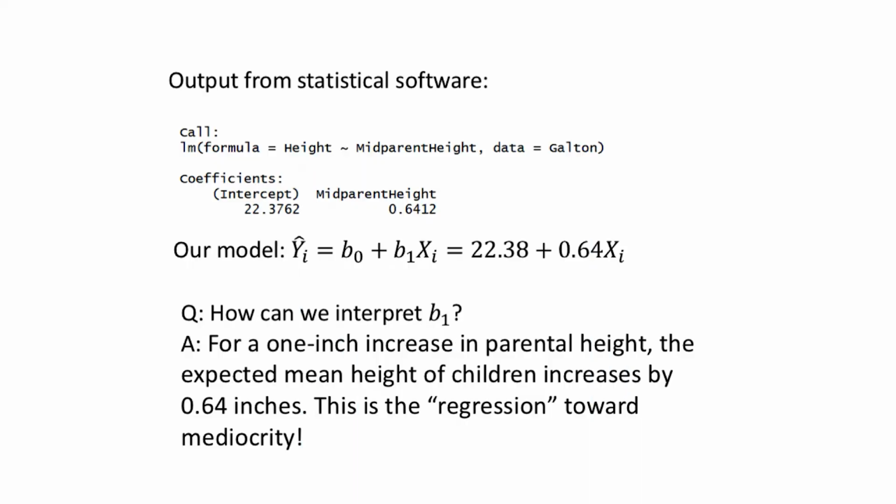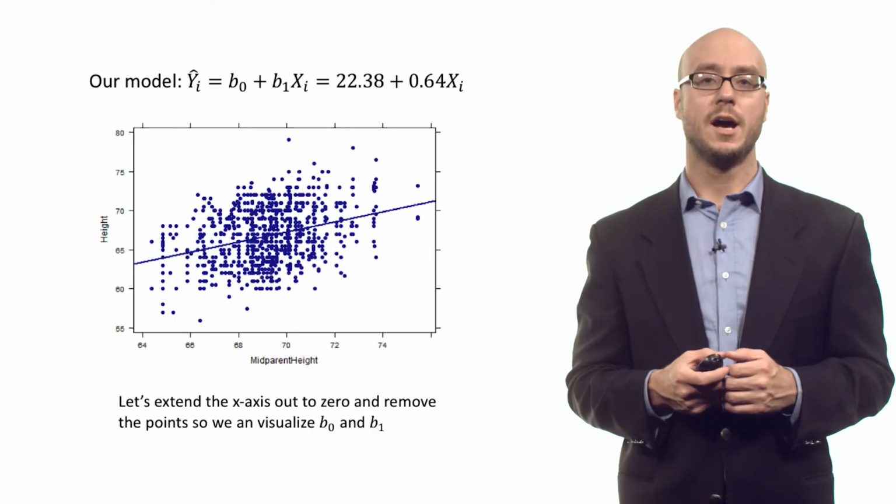Right? So you can see it's a positive linear relationship. So taller parents tend to have taller kids, but those kids tend to be a little bit shorter, right? Or they tend to be a little bit taller. And we'll look at this in just a moment.